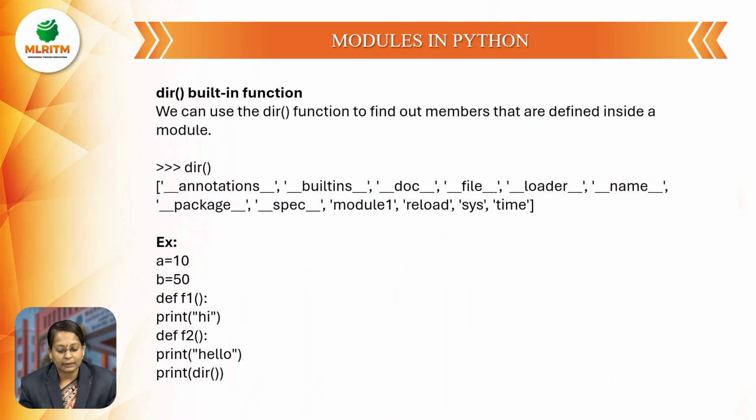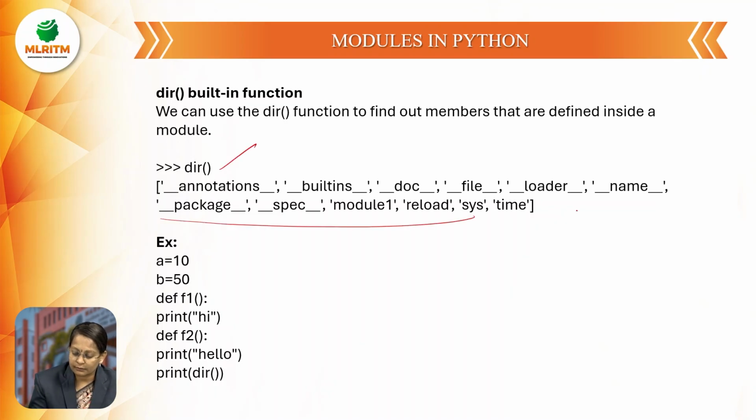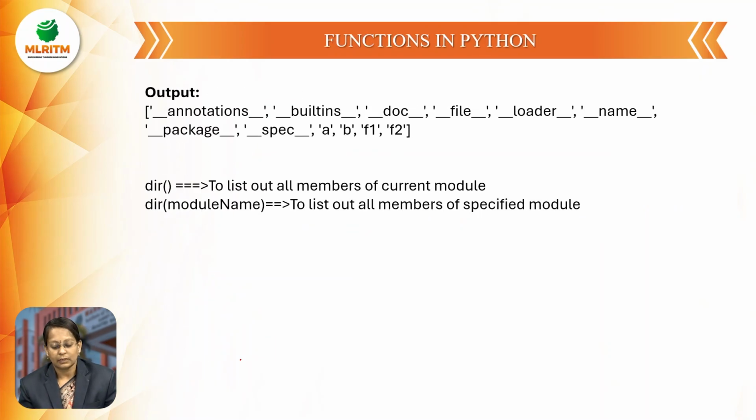Next, the dir built-in function. We can use the dir function to find out the members that are defined inside a module. For example, a = 10, b = 50, def f1 print hi, def f2 print hello. Next, print(dir()). The output is a, b, f1, f2. dir() lists all the members of the current module. dir(module name) lists all the members of a specific module.